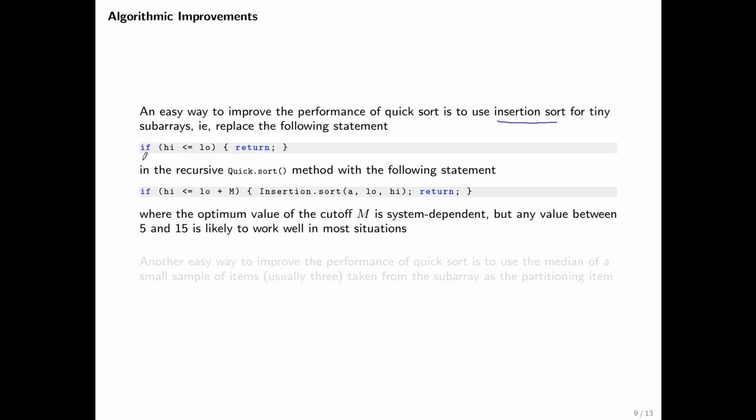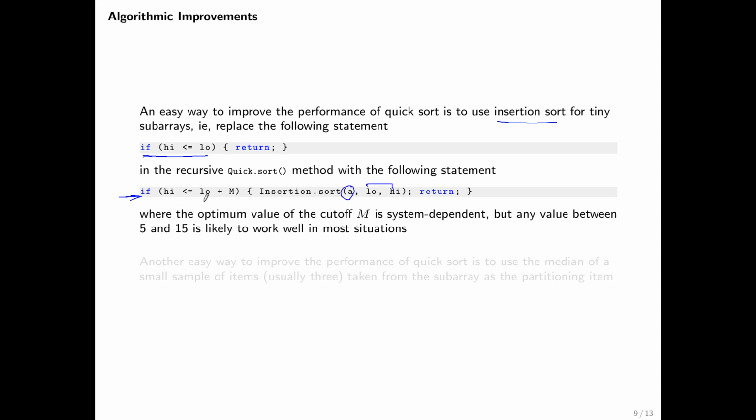The implementation that we discussed has this for the base case of the Quicksort algorithm. We simply return when high is less than or equal to low. But we can very easily modify this base case and rewrite it as such, where we say if high is less than or equal to low plus m, simply call insertion sort to sort the segment from low to high in the array A.